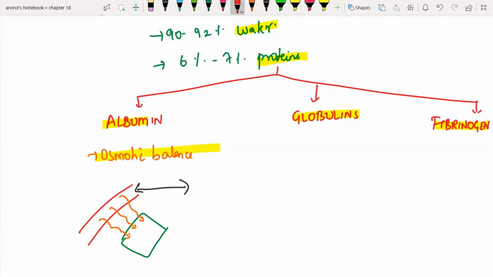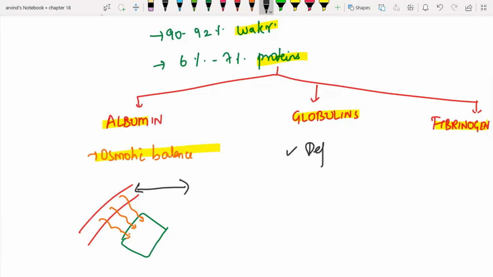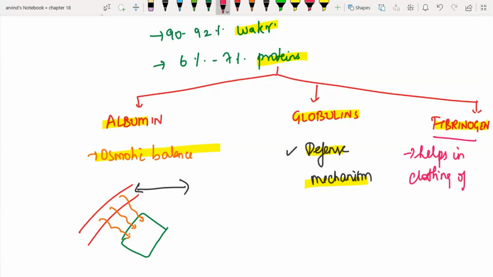Globulins, I hope everybody knows we have got a major type of globulin called immunoglobulins, right? So globulin in general, 99% it is going to help in the defense mechanism. So it is going to help in the synthesis of antibodies, that is immunoglobulins, and that in turn is going to help in the destruction of the pathogens and other foreign substances. Fibrinogen helps in clotting of blood.